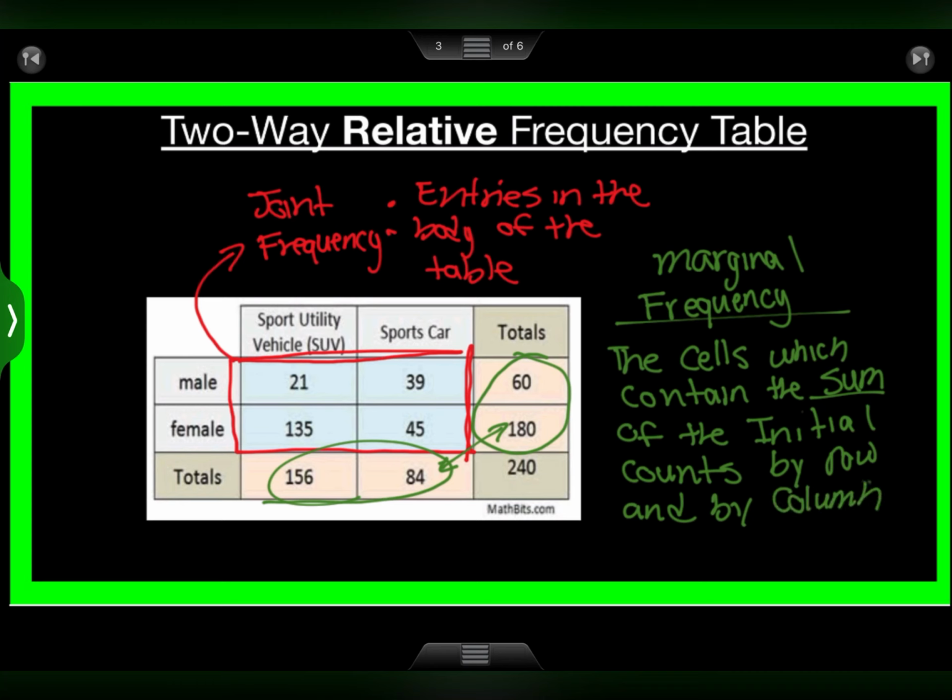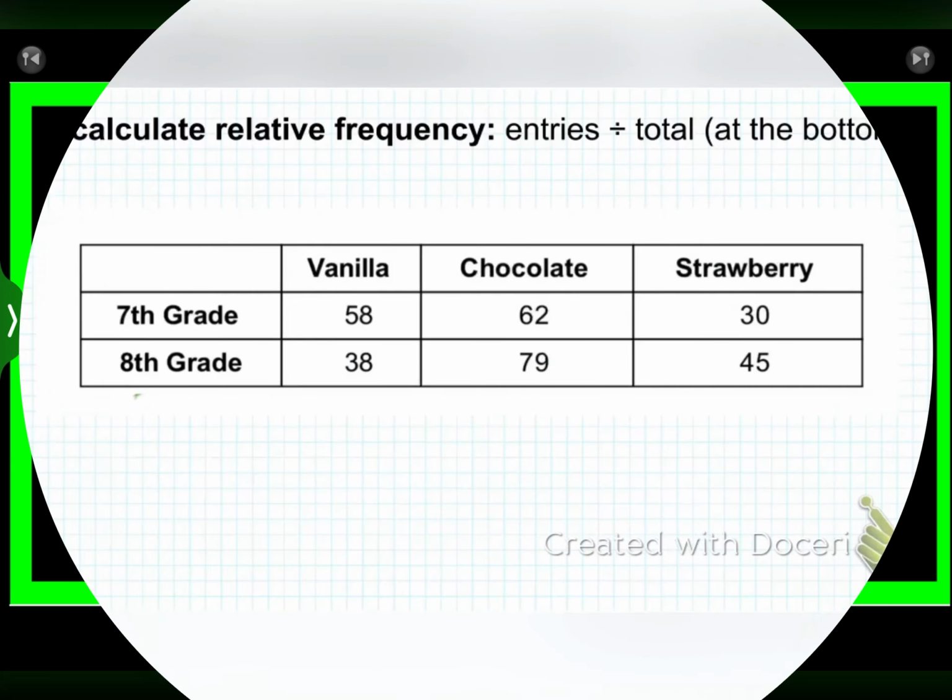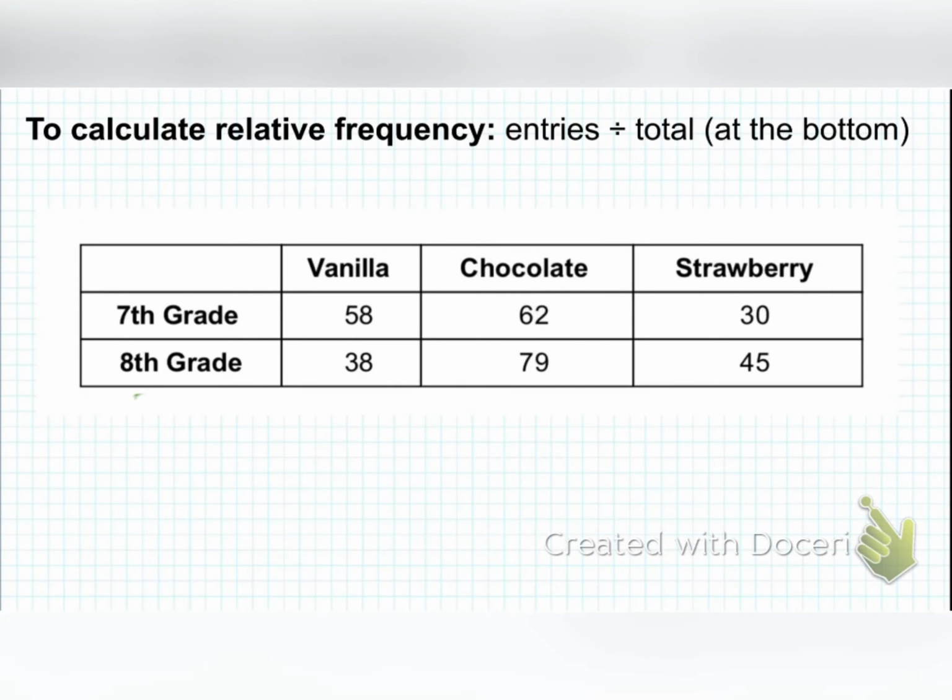Alright, so relative frequencies have two new definitions that we're covering, which are joint frequency and marginal frequency. Okay, the joint frequencies are the ones in the middle, the body of the table. The marginal frequencies are our totals. Now we can use these two things to get decimals and percentages. Okay, so let's look at our first example.